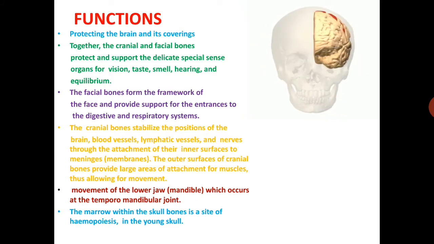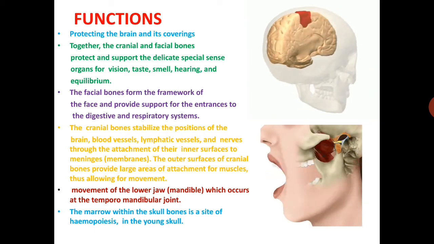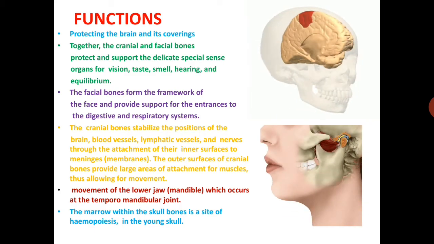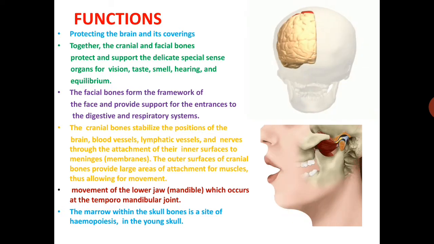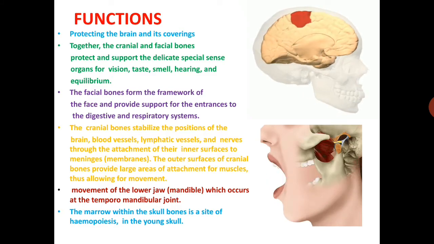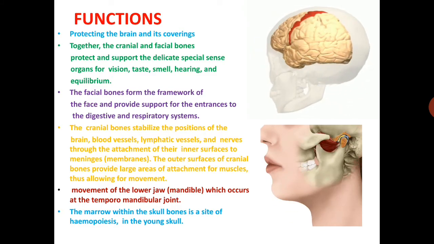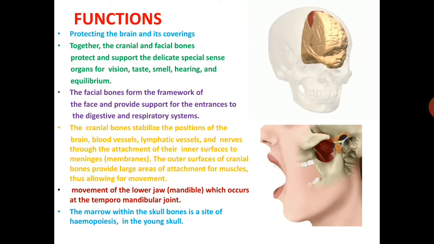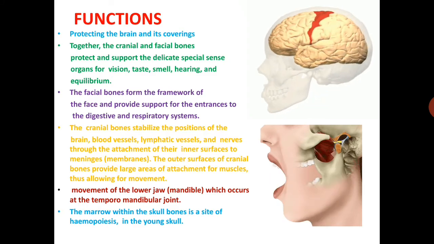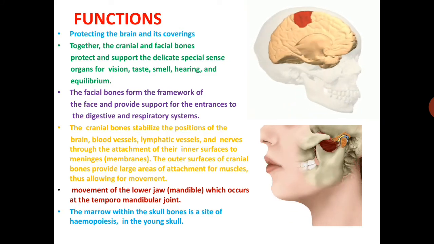The cranial bones stabilize the positions of the brain, blood vessels, lymphatic vessels and nerves through the attachment of the inner surfaces to the meninges. So the inner portions of the bones have attachment with the brain meninges, the dura mater. Through this attachment, it stabilizes the positions of the brain, blood vessels, lymphatic vessels and nerves inside.